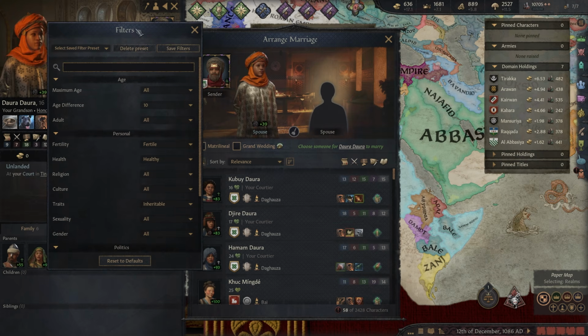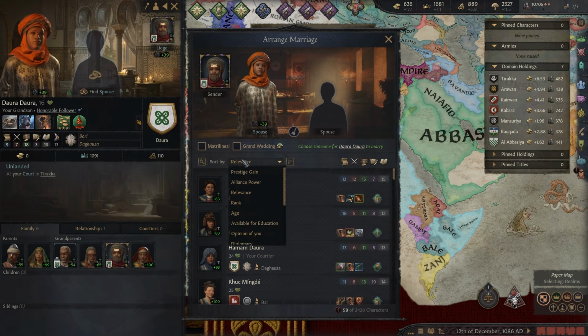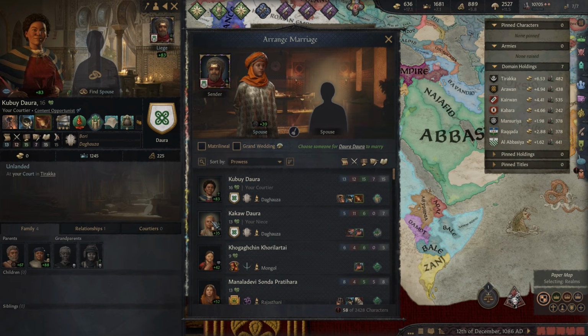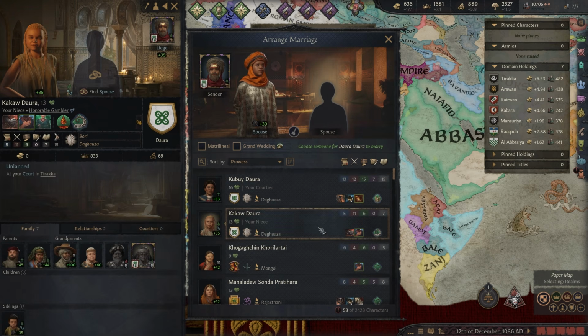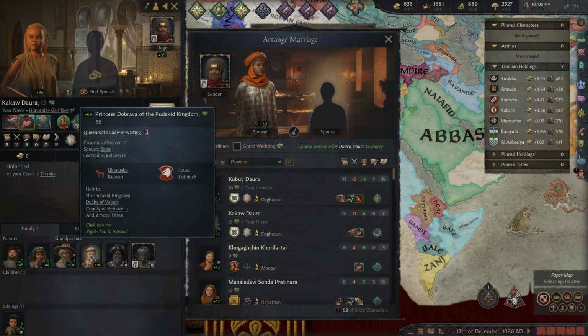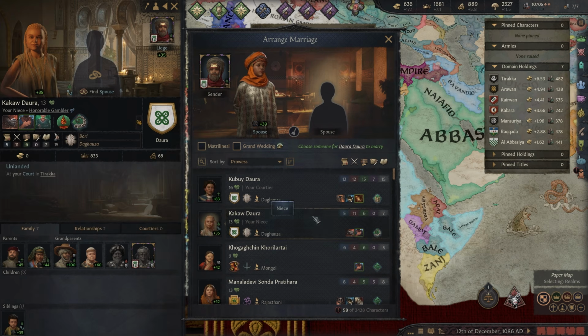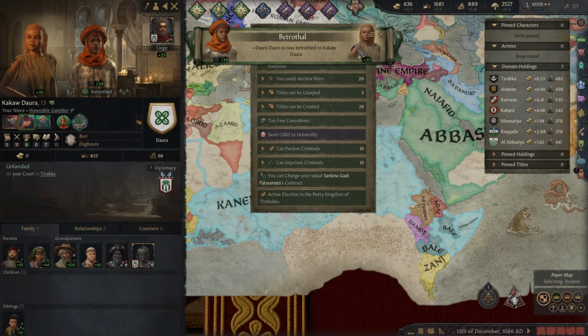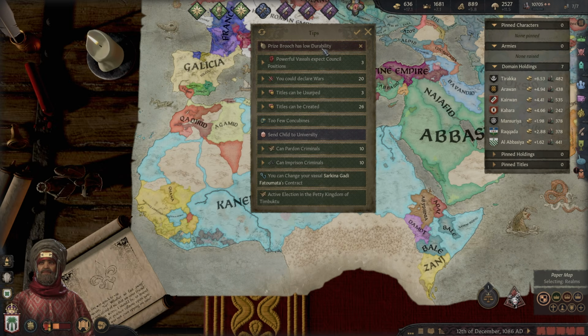I'll go for all because you're 16. And we'll sort by prowess. Okay. Well, you're not going to marry my courtier. You can marry my niece. That would be acceptable. Yeah. My niece who, yes, does have some Ukanusko in there. Okay. Interesting. Right. Let's go with that. That's fine. Anything else we need to do?